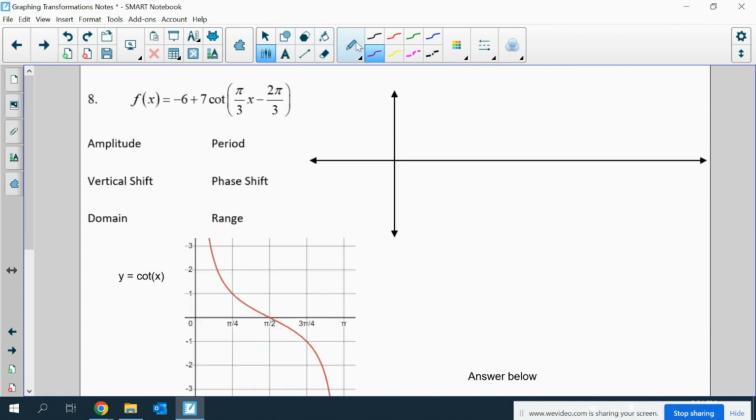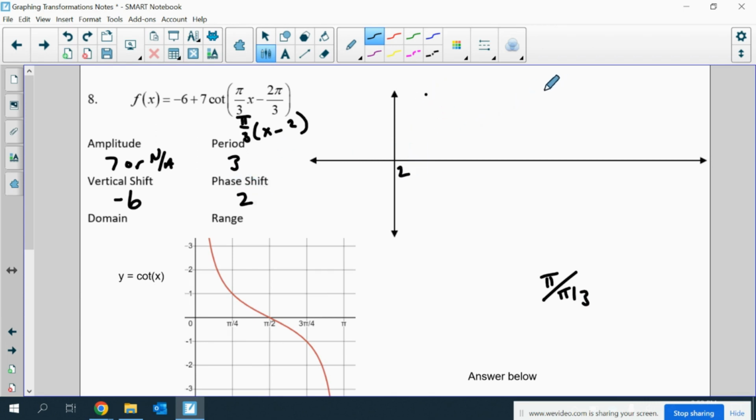Last one, we have a cotangent. Amplitude is 7 or not applicable. Vertical shift is down 6. I'm going to factor out this pi over 3. So I'm not going to write all this stuff just in the interest of time. Period here is 1 pi, because cotangent's period is pi, divided by pi thirds. So the period is 3. Phase shift is to the right 2.